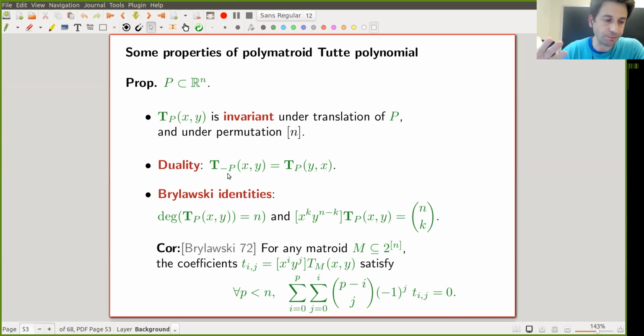Everything we look at in terms of polymatroids is invariant under translation. So all our theory is invariant under translation, on top of permutation. The correct notion of duality for polymatroids is minus P, and it reverses this: the notion of internal activity becomes external activity, and so on. Does that answer your question?